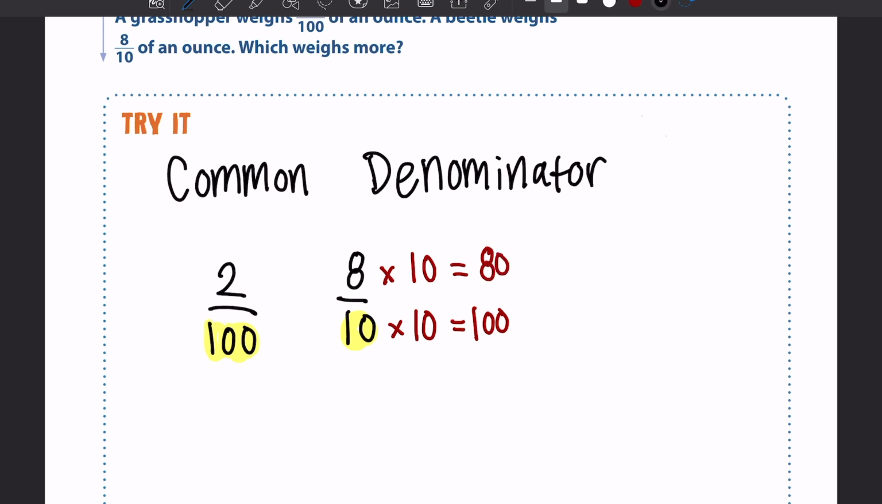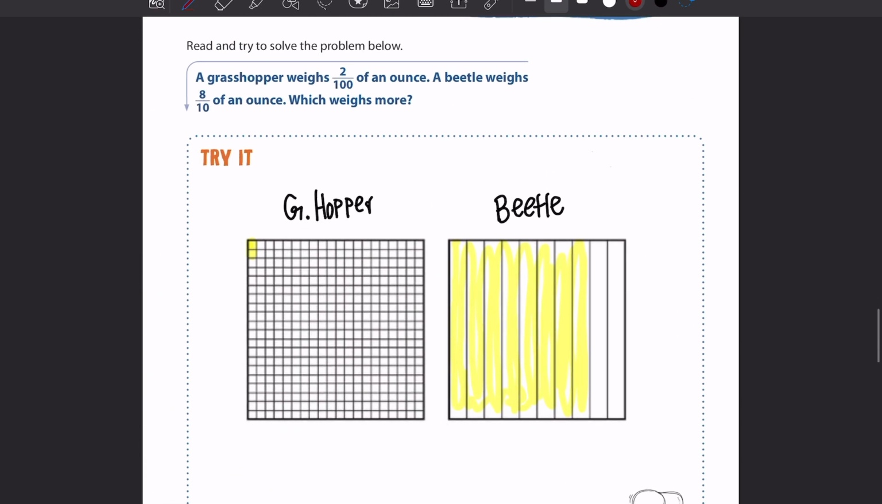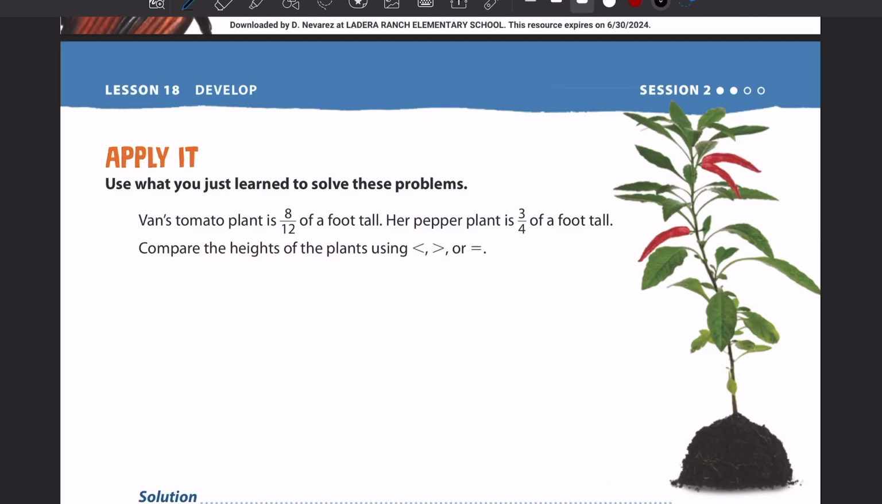And now I'm going to rewrite my fraction. So this would turn into 80/100. So now I can very easily see 2/100 compared to 80/100. We can very clearly see which one is bigger right here. And we were able to do that without having to draw out all of these different boxes. All right, so let's do one more example of using a common denominator to compare the two fractions.